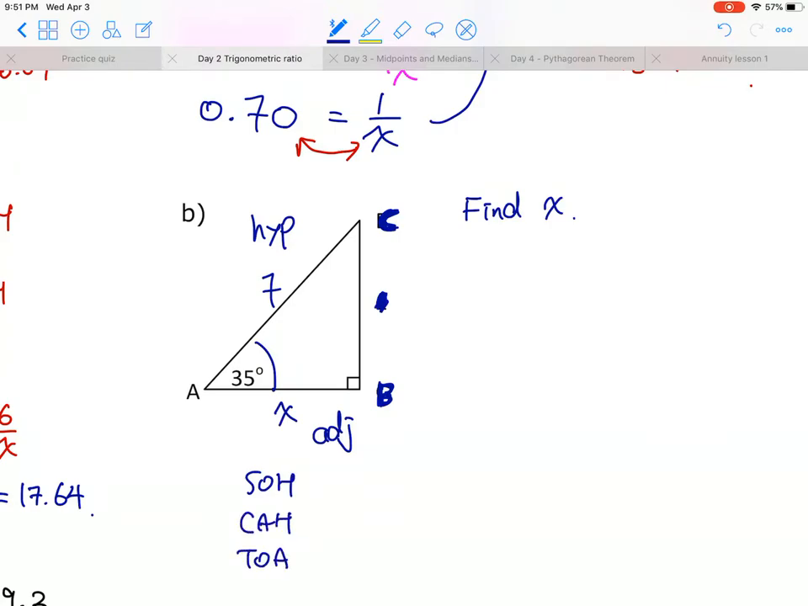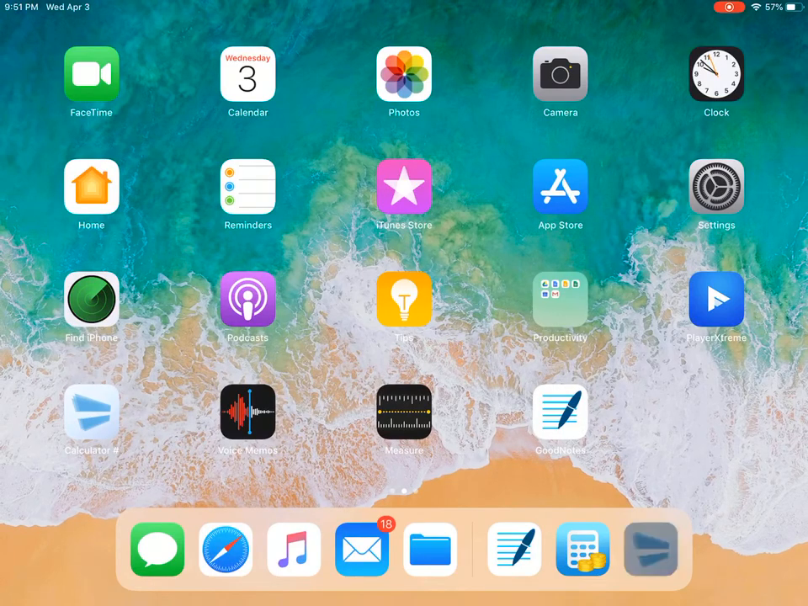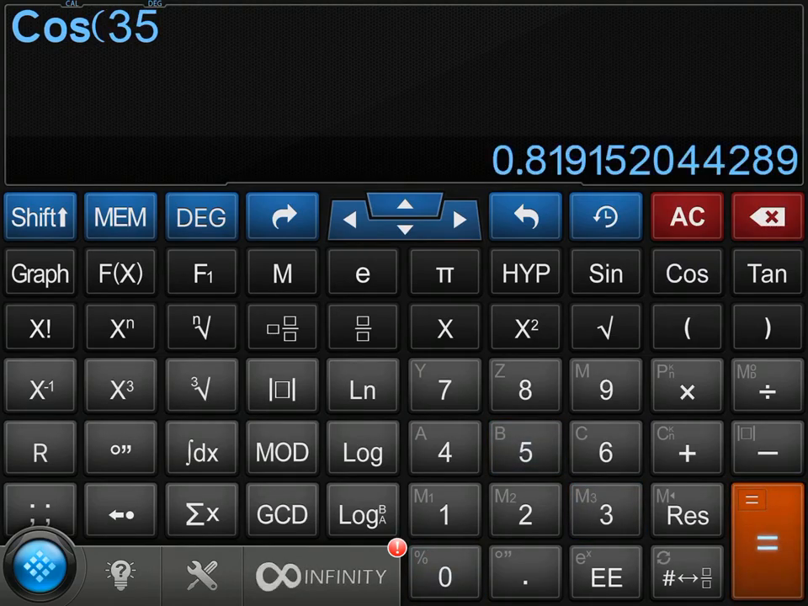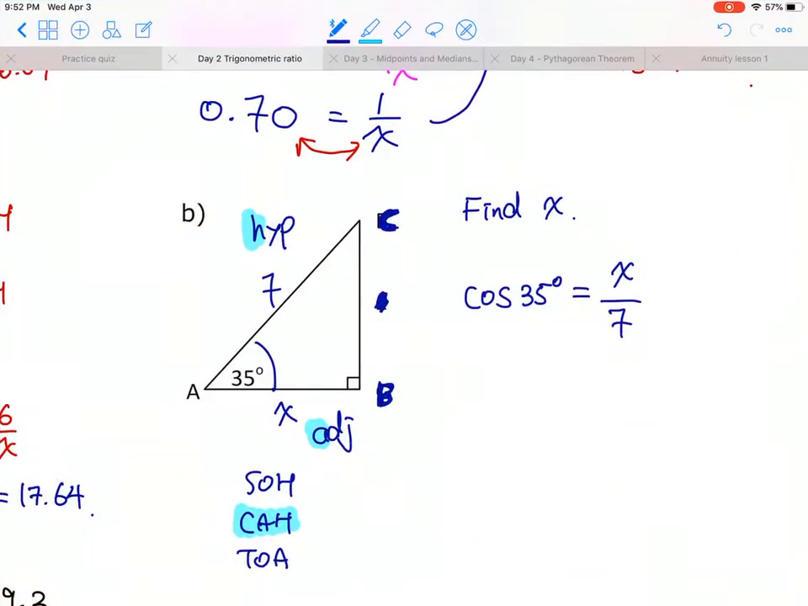SOHCAHTOA, remember that it is H and A. So from SOHCAHTOA, we have CAH, having A and H. So C represents cosine. So cosine of an angle, which is 35 degrees, now equals A comes first, so adjacent first, so it will be X over hypotenuse, which is 7. So then find the cosine of 35 degrees, because we don't know what it is. We have to convert that angle into the ratio. So cosine 35 degrees gives me 0.819, so I'm going to say 0.82. So 0.82 equals X over 7.